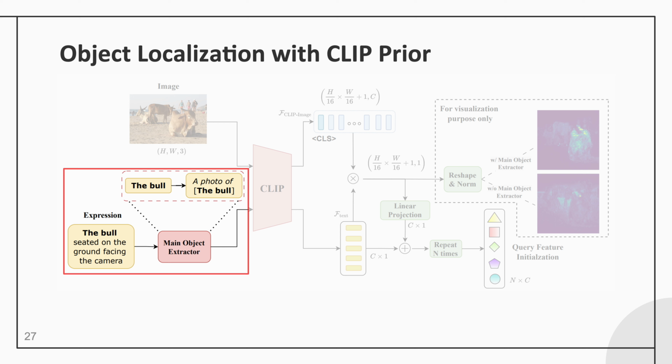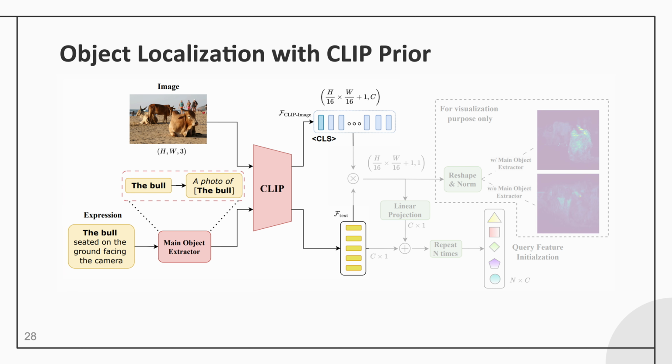We then convert the main noun phrase into a template-based sentence, "A photo of object." After that, both the image and the template sentence are fed to CLIP, resulting in an image embedding and a text embedding.